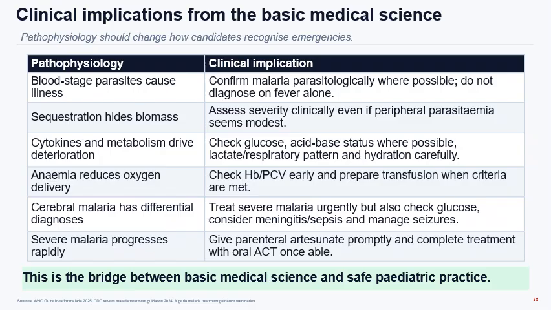Because anemia reduces oxygen delivery, check hemoglobin or packed cell volume early and prepare transfusion when the criteria are met. Because cerebral malaria has important differentials, treat malaria promptly while checking glucose, controlling seizures, and considering meningitis or sepsis. Because severe malaria progresses rapidly, give parenteral artesunate without avoidable delay and complete treatment with an oral ACT when the child can take it. Basic science should change what you do at the bedside.